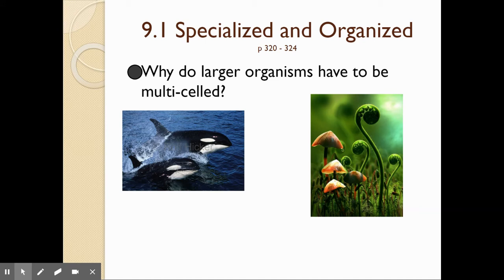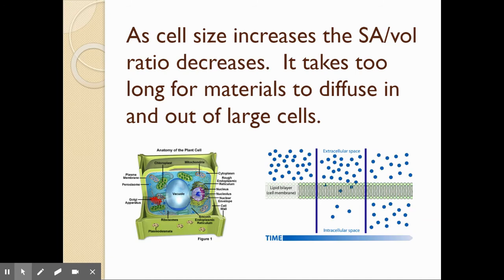So let's talk about why larger organisms have to be multicellular. We have to think back to when we talked about cell size. All cell sizes, as they increase, change the surface area to volume ratio. So remember, as the cell increases in size, the surface area to volume ratio decreases. And earlier on in one of the other videos, we talked about the importance of having a very large surface area to volume. It makes it much easier to pass nutrients inside the cell.